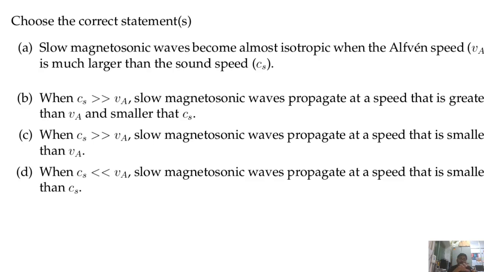So whichever is the smaller speed between Cs and V_A, slow magnetosonic waves can have a speed which is smaller than the smallest of Cs and V_A. Okay, so here the answers are C and D.